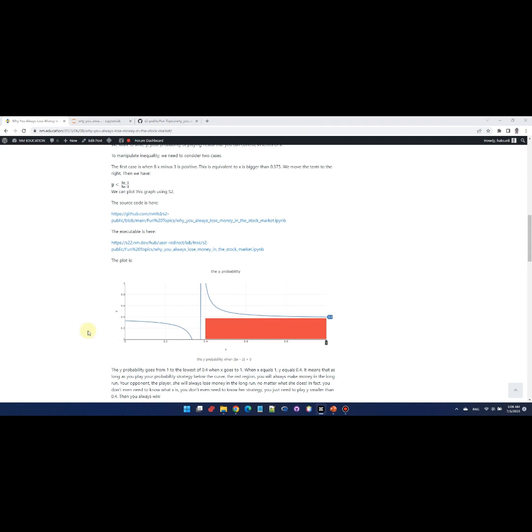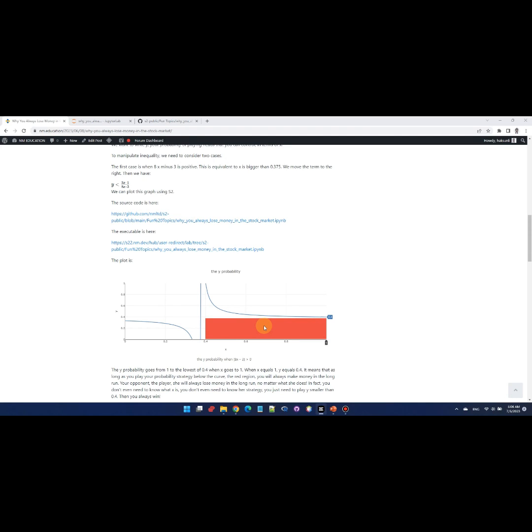The y probability goes from 1 to the lowest of 0.4 when x goes to 1. When x equals 1, y equals 0.4. It means that as long as you play your probability strategy below the curve, the red region, you will always make money in the long run. Your opponent, the player, she will always lose money in the long run, no matter what she does.